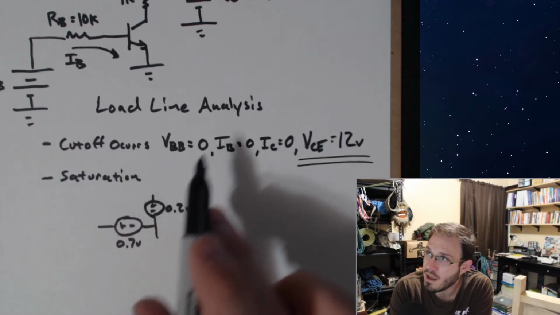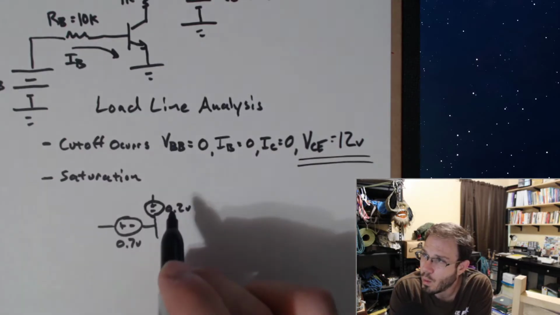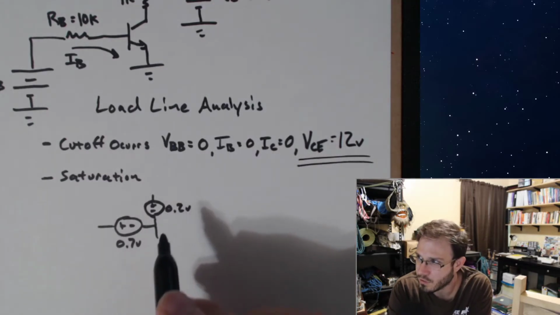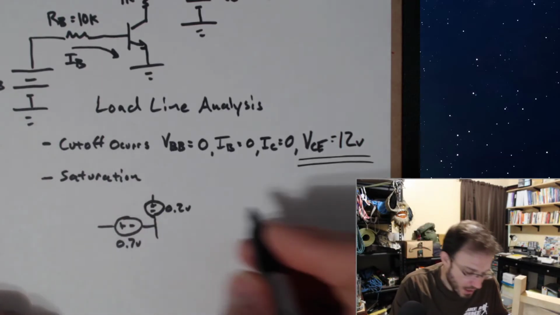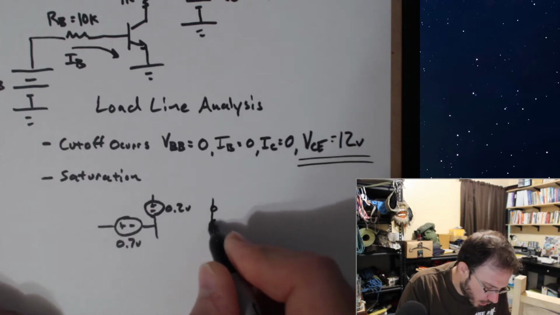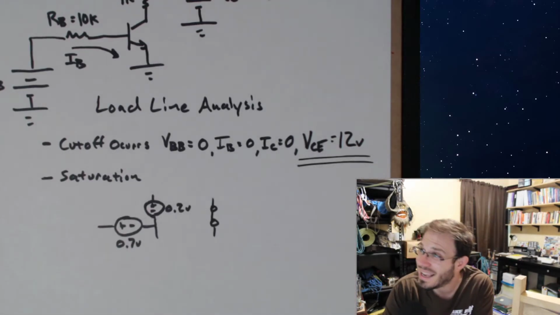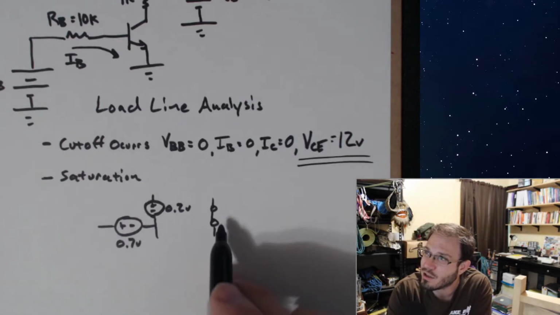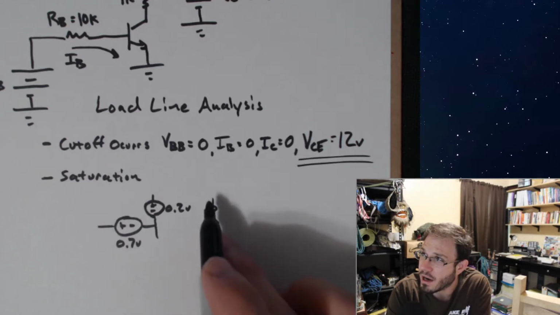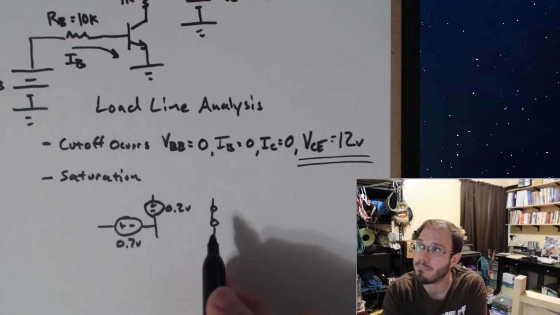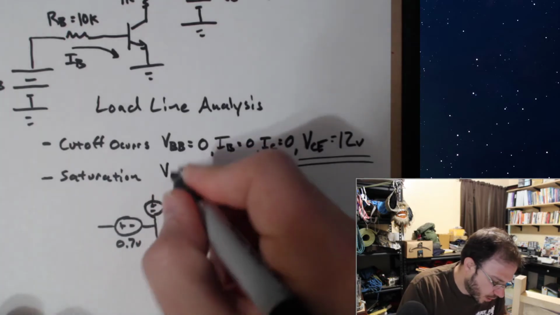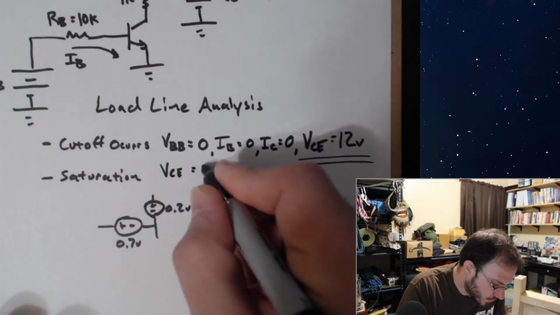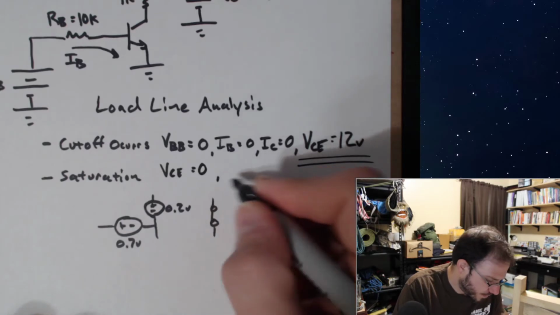However, for the sake of doing the load line analysis, we're going to one-up this 0.2 volts. We're going to be as saturated as we possibly could ever be. In other words, we want to look at the behavior of our transistor in the circuit as being as close to 0 as possible. That means if we are a real switch, we're going to be at 0 volts between the collector and the emitter. So we're going to take VCE to be 0 volts.